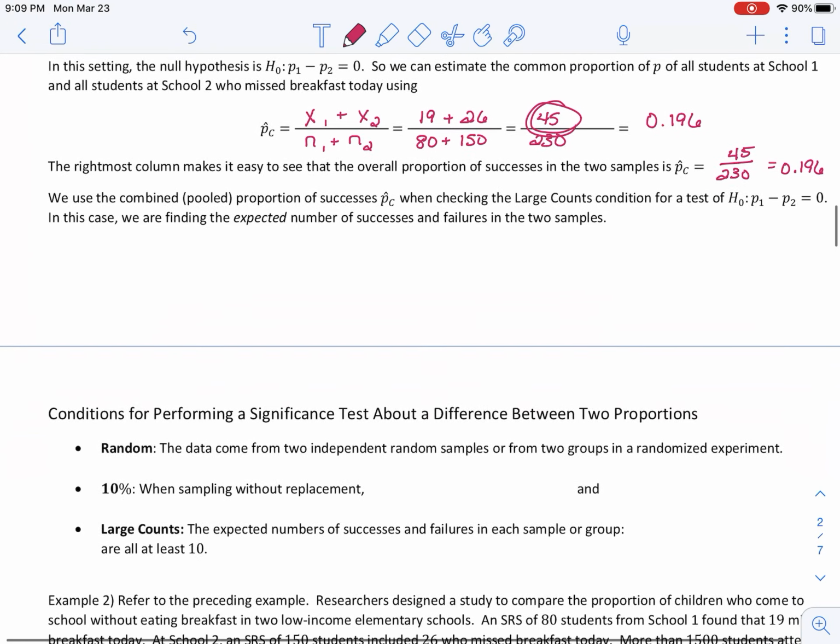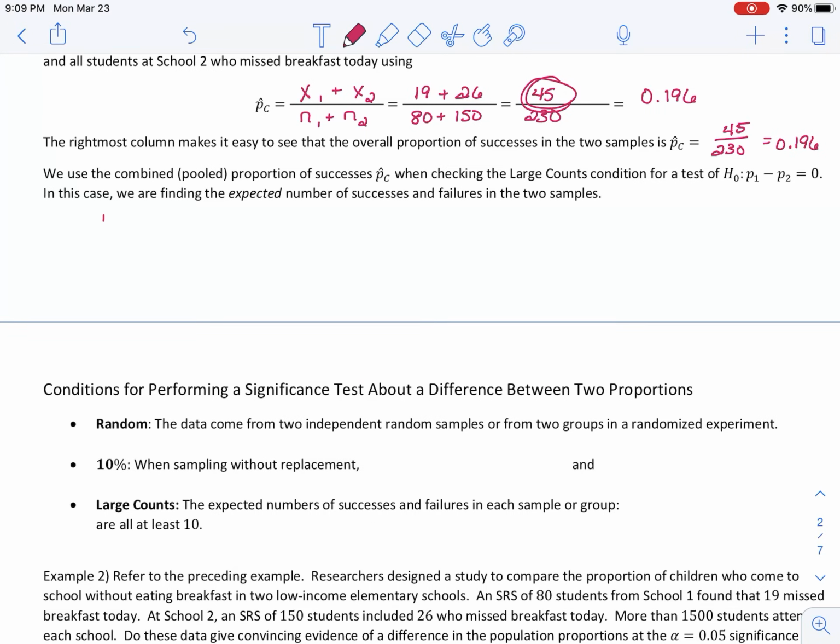So we normally just check N times P. We're doing two different samples, so we're going to have N sub 1. But now instead of doing P sub 1 or even P hat sub 1, we're going to use this estimate. So this is the expected number of successes in the first sample, and then we're also going to check the expected number of failures in the first sample. We're going to do that for the second sample.